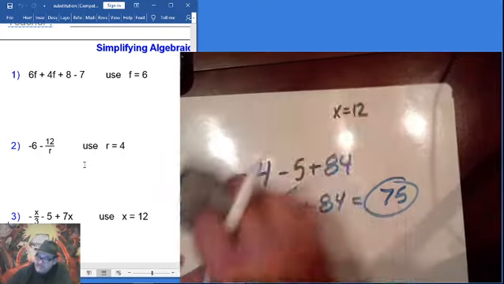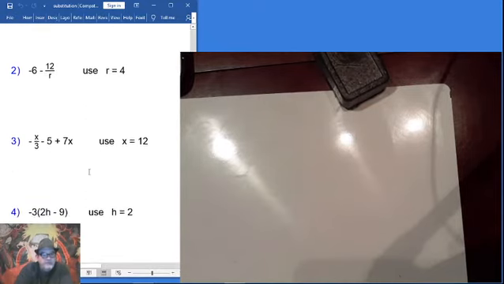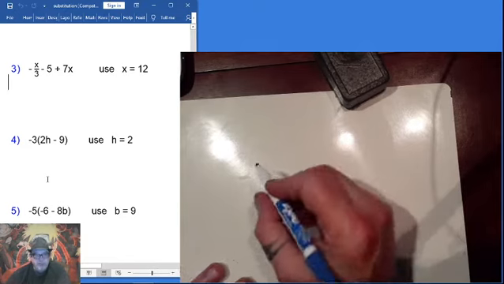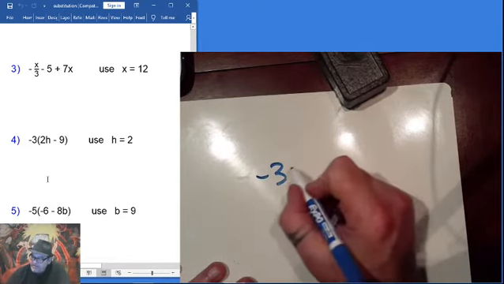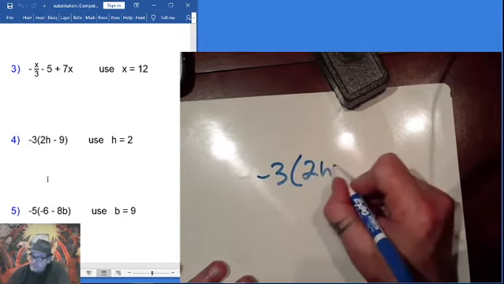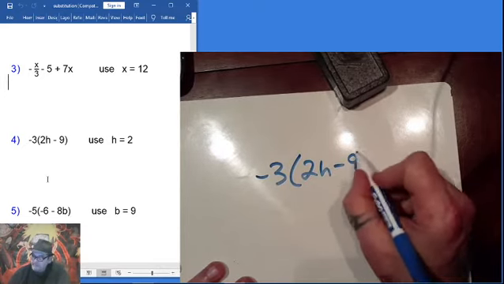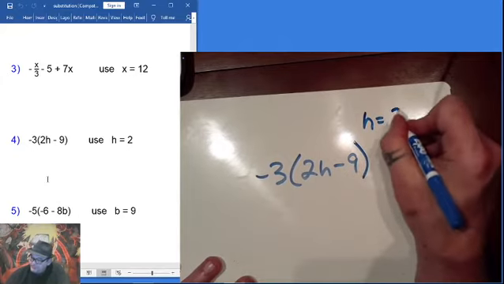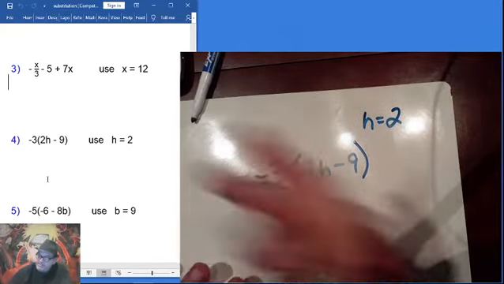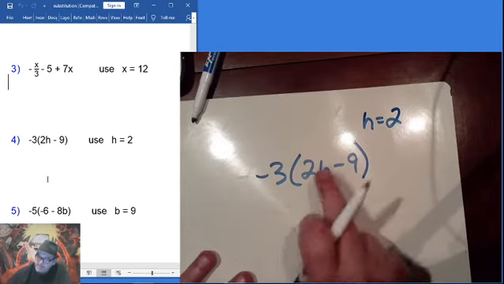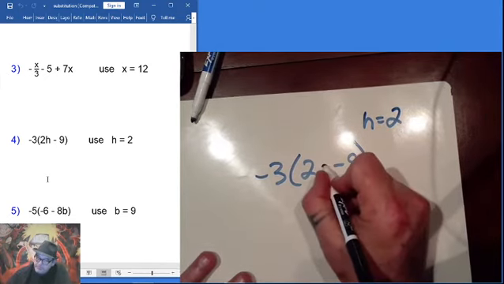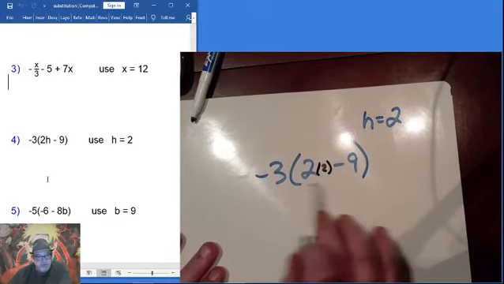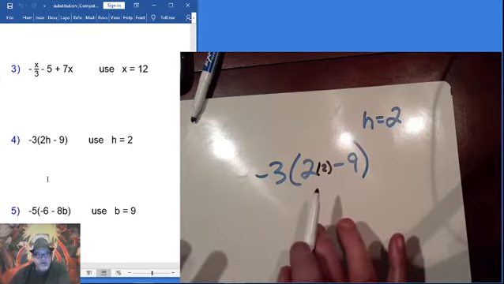So that's basically it, guys. Let me show you one more quick one here. So I've got this one in parentheses. Let's do number 4. Negative 3, and now I have parentheses, 2h minus 9. And they're saying that h equals 2. Do the same thing I did before. I see 1h there, so I'm going to replace that with a 2. Okay? Now everything is turned to numbers. I have no variables, so I can go ahead and simplify.